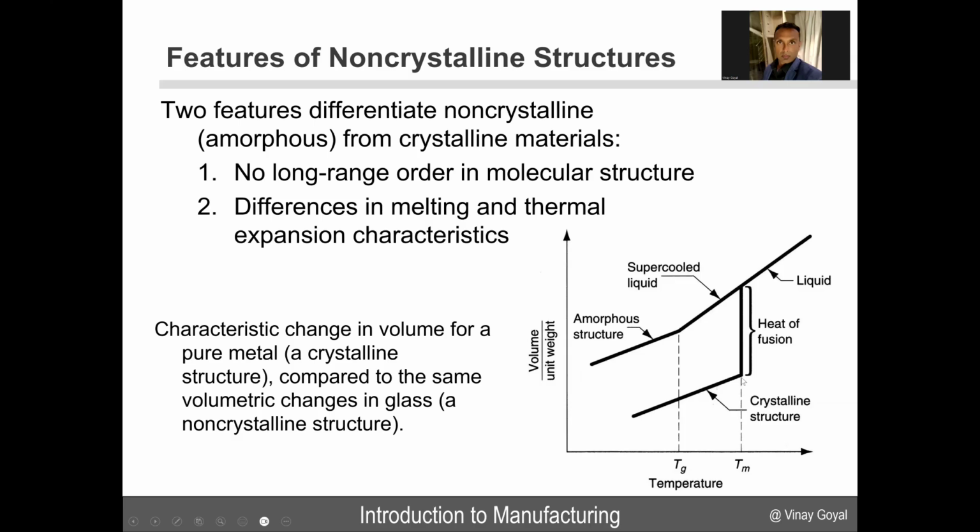Here, this crystalline structure, when it reaches the melting point, will start through the heat of fusion to become a liquid. Then you have an amorphous structure here, which, as we said, is a non-crystalline structure, and that's this line here. And when the glass transition temperature occurs, it continues to change its behavior, and it will become a supercooled liquid, and then a liquid. So this amorphous structure, because it's not as tightly packed as a crystalline structure, is going to have a volume to unit weight ratio that's greater than if you had a crystalline structure. I'll let you pause and think about that.